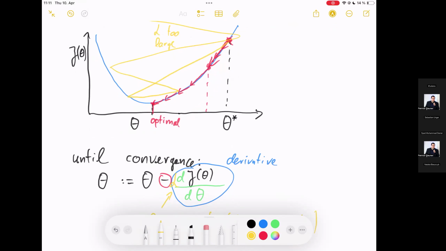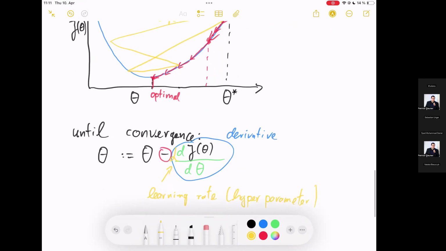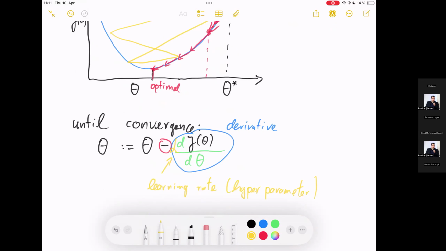So experimentally, I need to determine the learning rate for my problem, and it's a hyperparameter. Hyperparameter means it's a parameter, but not a parameter of the model, but a parameter of the training. So it's like a global parameter, or we call it hyperparameter. And I need to set this.